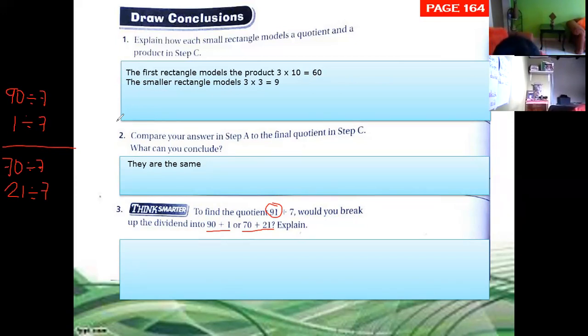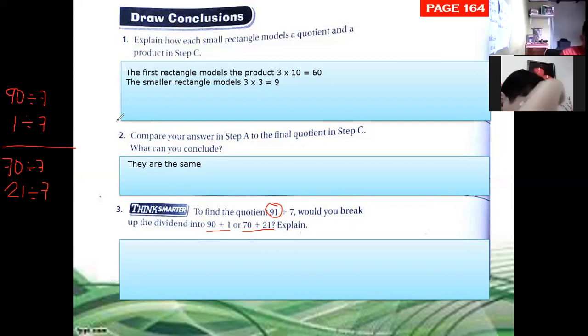90 plus 1. It's a good option. You think 90 plus 1 is a good option? Yeah? Another student? Another one to help me out to analyze this problem?